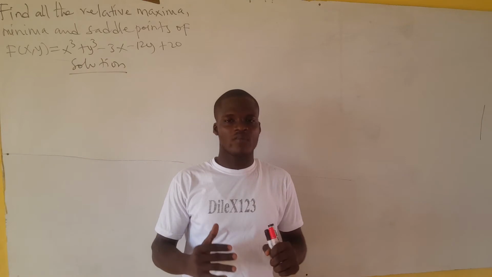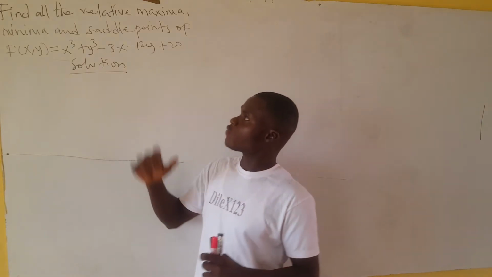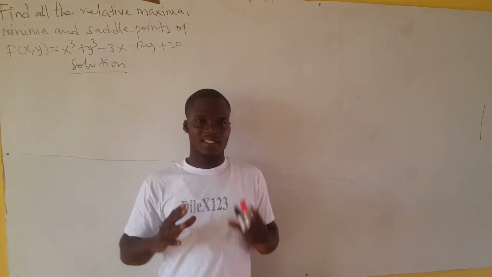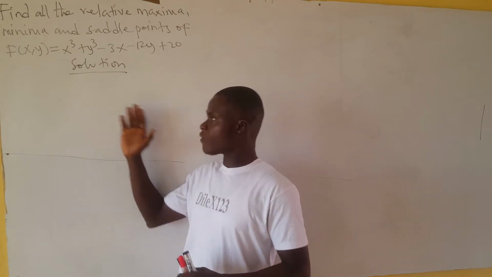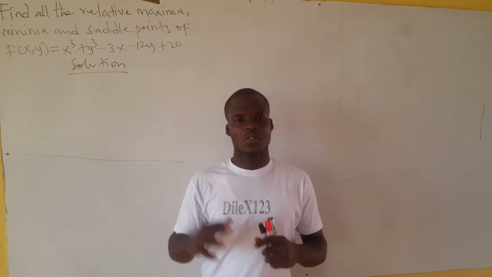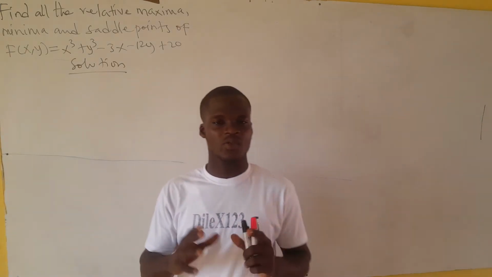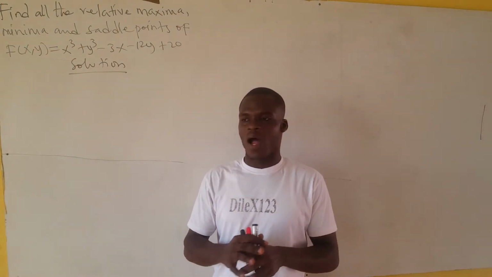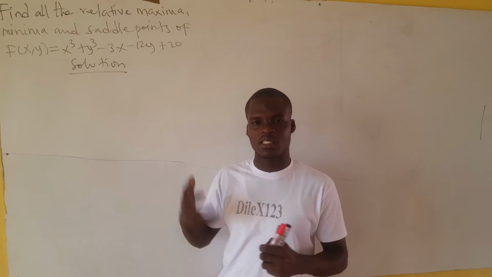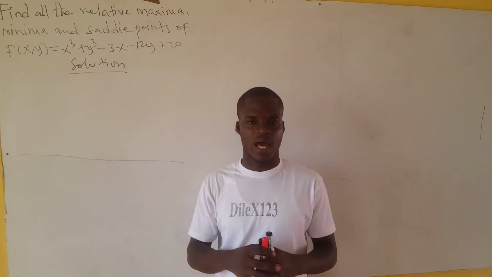We are about to solve a question on how to find the relative maxima, minima and then the saddle points of a function f of x. So f of x is equal to x cubed plus y cubed minus 3x minus 12y plus 20. So how do we even go about finding the points that we've been asked to find?